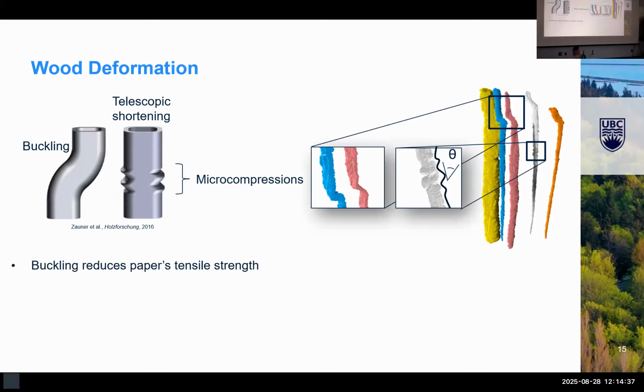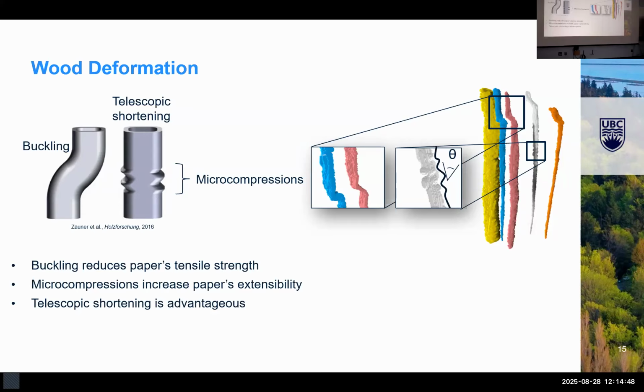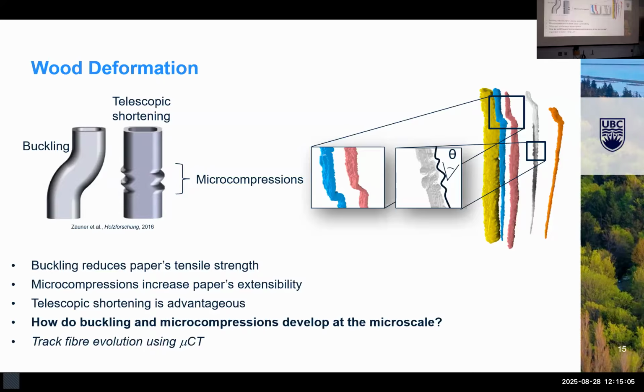We know from single fiber tests and things like that, that buckling can reduce the tensile strength of paper, which is a bad thing. Meanwhile, these micro compressions can increase the extensibility of papers and stretch a bit more, which is a good thing. So from an industrial point of view, we might be interested in how can this telescopic shortening be induced systematically, and how do these micro compressions develop? And for that matter, how does buckling develop at the microscale?